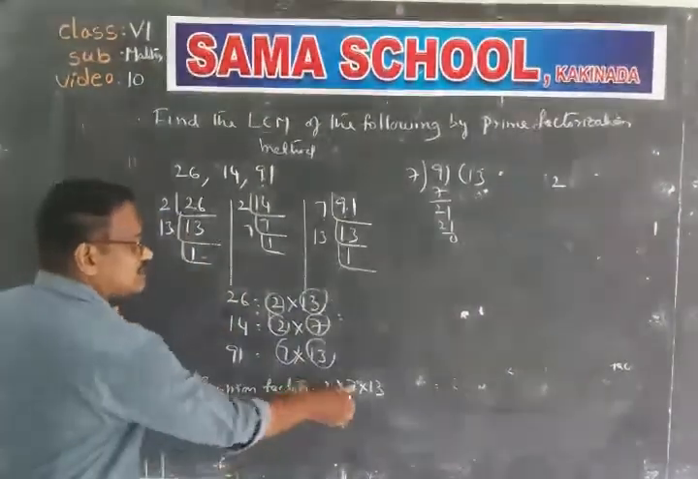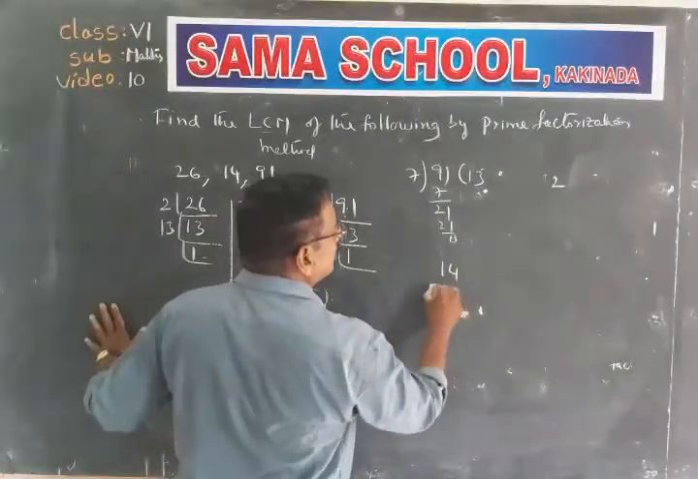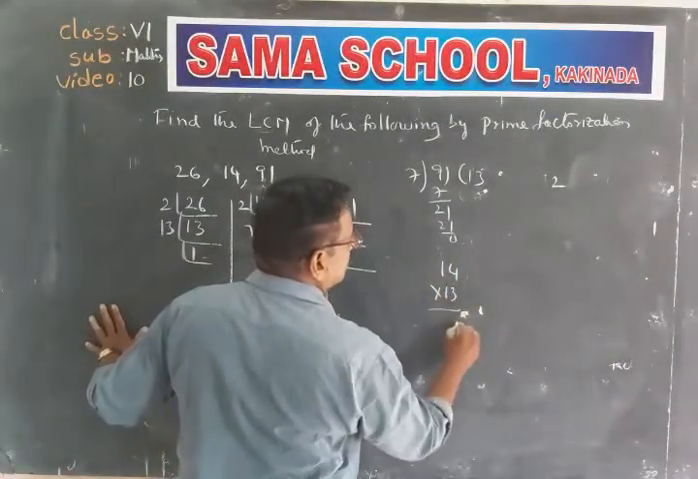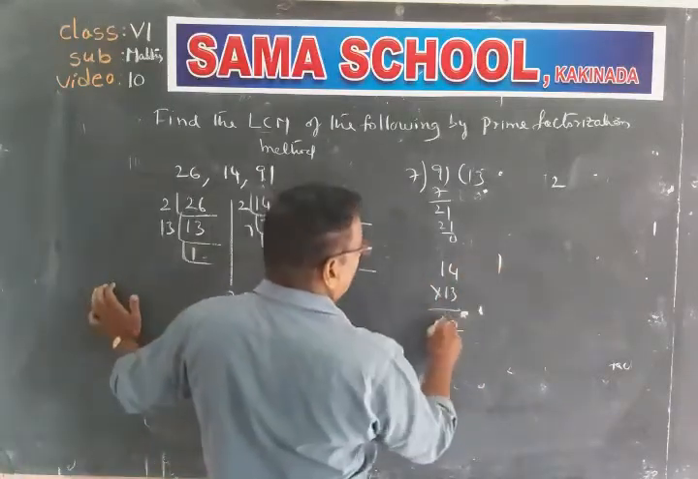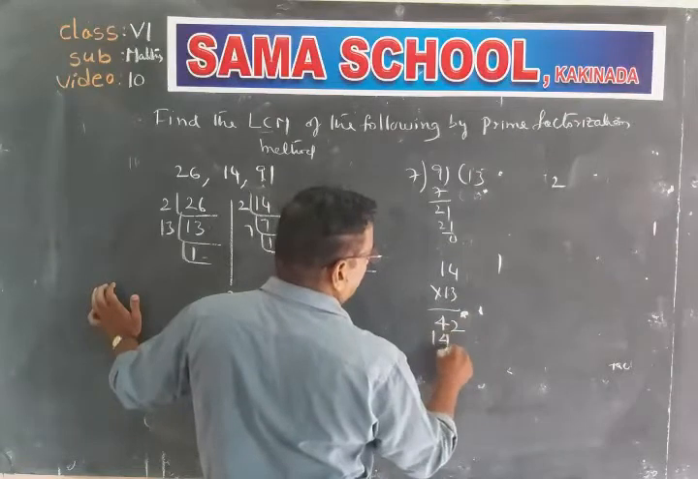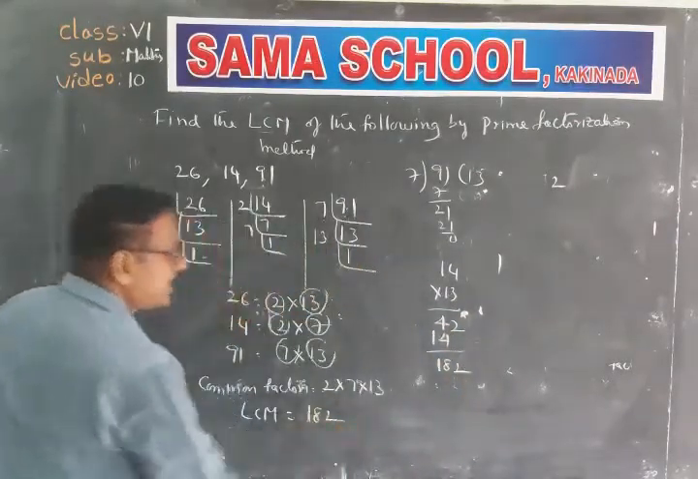Now 2 7s are 14, 14 into 13. 3 4s are 12, 1, 3 1s are 3 plus 1 is 4. 1 14s are 14. 182. What is the LCM? 182.